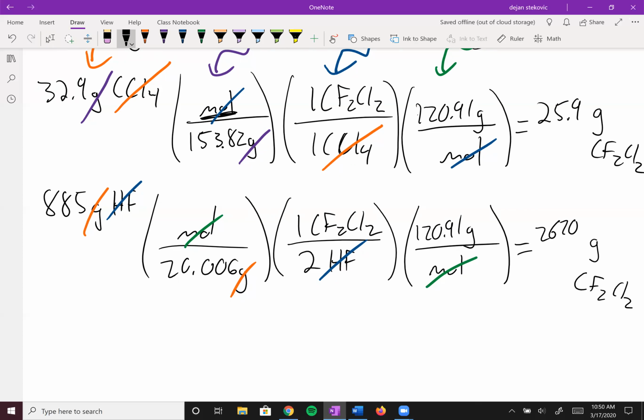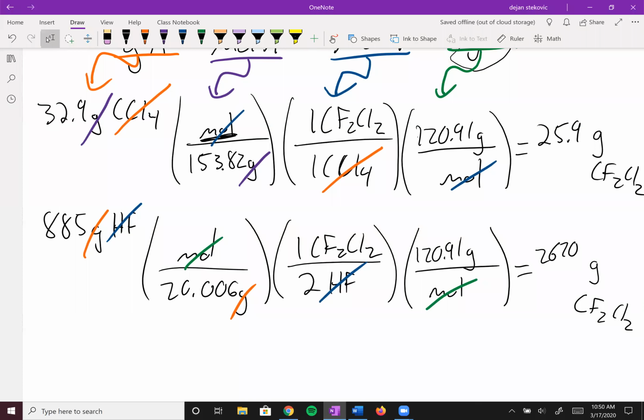So you've got two numbers here for CF2Cl2, right? So that's your limiting, or that's your theoretical yield. So which one is the real yield? And again, it goes back to the sandwich analogy. If you had 1 billion slices of bread and only 1 slice of cheese, you can only make 1 sandwich, so the cheese is the limiting reagent. In this case, one of them can produce 25.9 grams of Freon, the other one produces over 2,000 grams of Freon. Well, it doesn't matter how much HF you have because CCl4 is going to be the limiting reagent, right? We can only make this amount. So this right here is the limiting reagent.